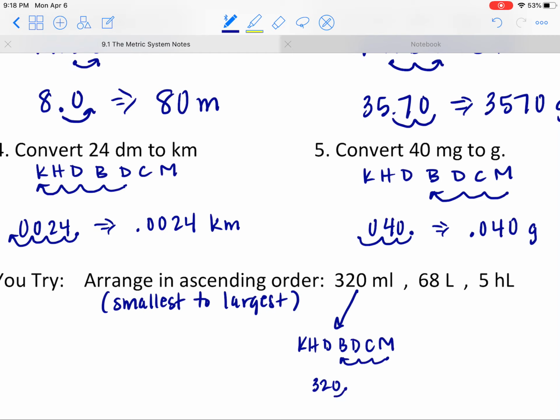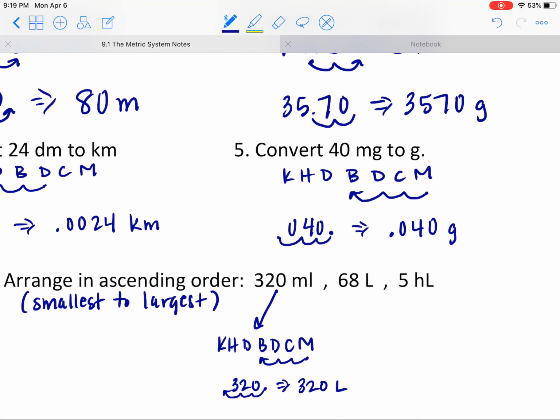If I want to go from milliliters to liters, which is my base, it's 1, 2, 3 moves to the left of the decimal. So 320 has a decimal here. If I go 1, 2, 3 to the left, then we're looking at 320 liters. 68 liters is less than that, but already in liters, so it doesn't have to be converted.